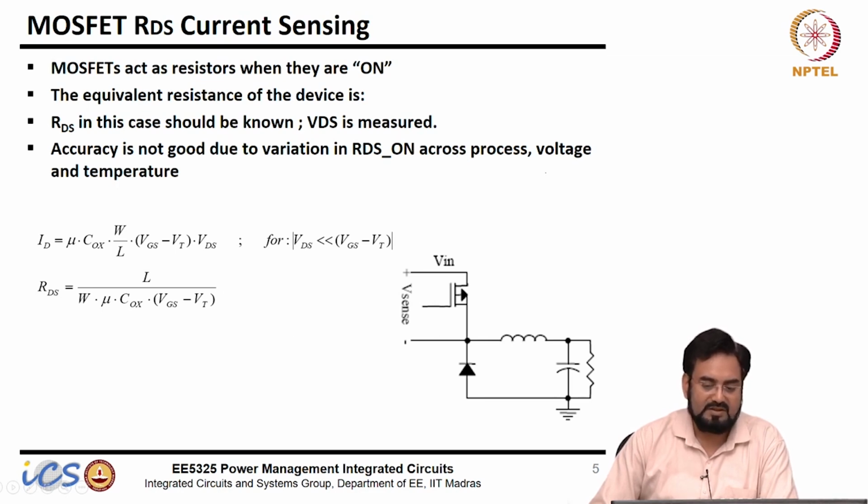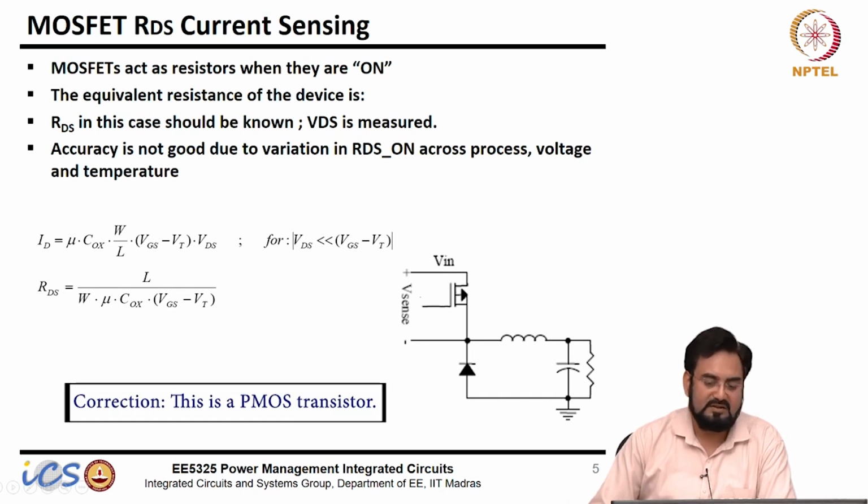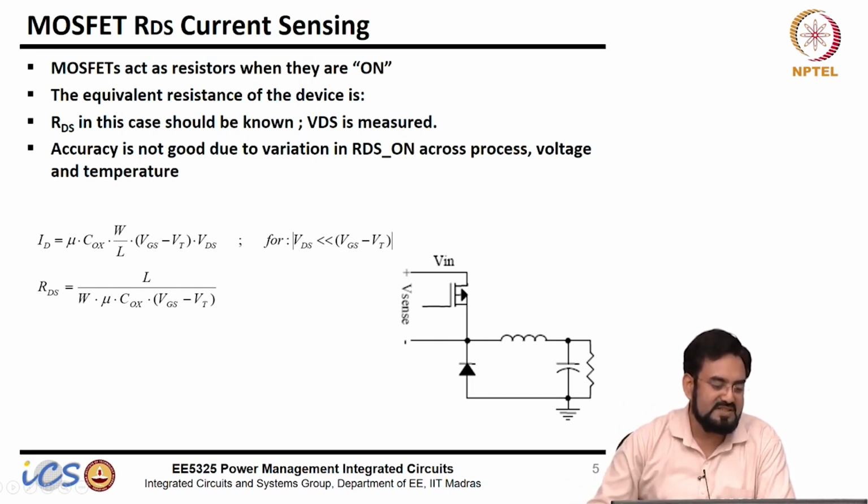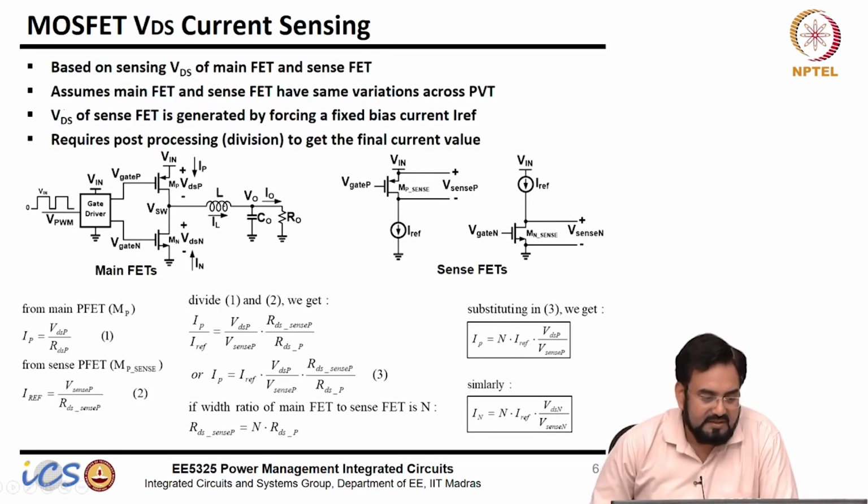It even varies with voltage because it has a VGS here. How much voltage you are applying across gate to source will also determine it. This is an NMOS, but let us say it is a PMOS, then when you are turning on you connect the gate to ground, and let us say VDD is changed. So VDD is changed, which means VGS minus VT is changed. Then you will get a different RDS on and it will change everything. So accuracy is not good unless you have a way to calibrate this RDS on across process, voltage and temperature.